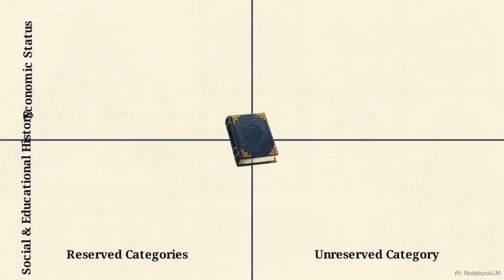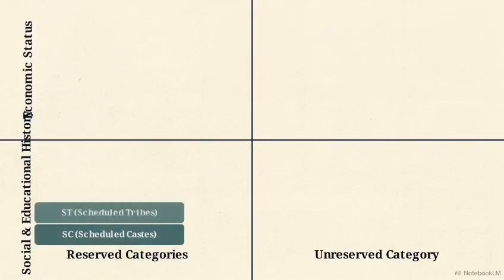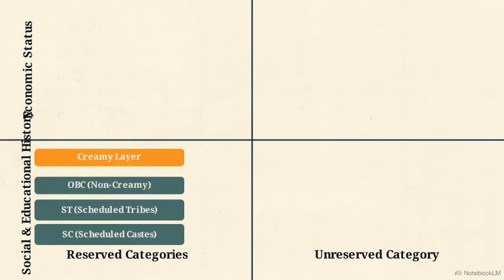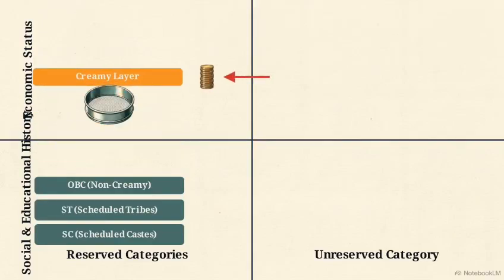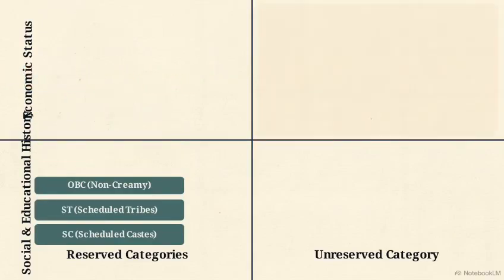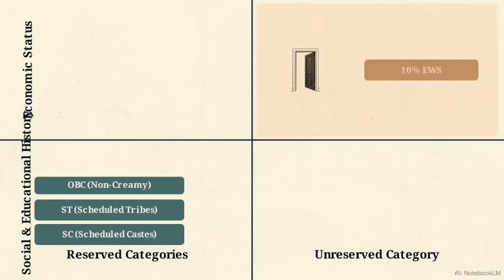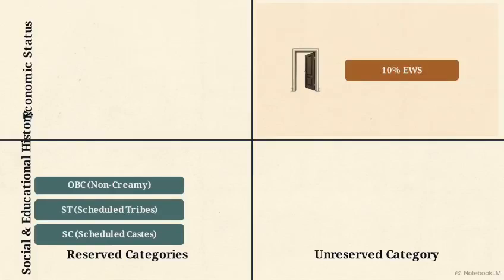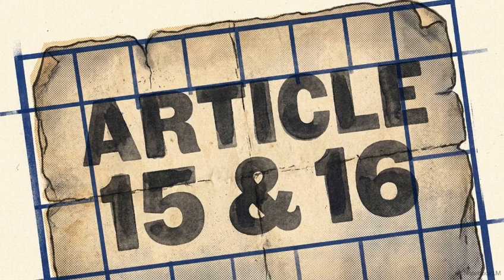These two mechanisms, the exclusion of the wealthy and the inclusion of the poor, form a unified legal matrix. For reserved categories, the basis for aid remains social and educational history. However, the creamy layer acts as an economic filter that pushes people out of this quadrant if they achieve wealth. For the unreserved category, the 10% EWS quota sits in the purely economic quadrant. Here, income acts as the primary qualifier, pulling people into a system they were historically excluded from.